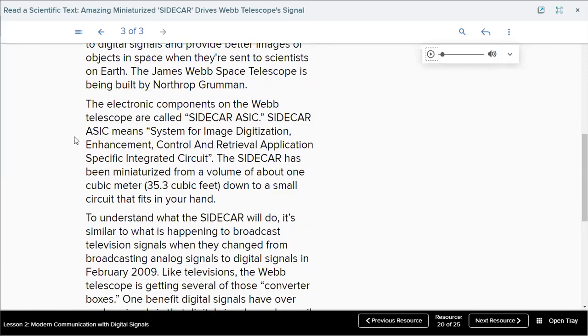Okay, what does ASIC mean? Sidecar: System for Image Digitization, Enhancement, Control, and Retrieval, application-specific integrated circuit. The sidecar has been miniaturized from a volume of about 1 cubic meter, 35.3 cubic feet, down to a small circuit that fits in your hand.